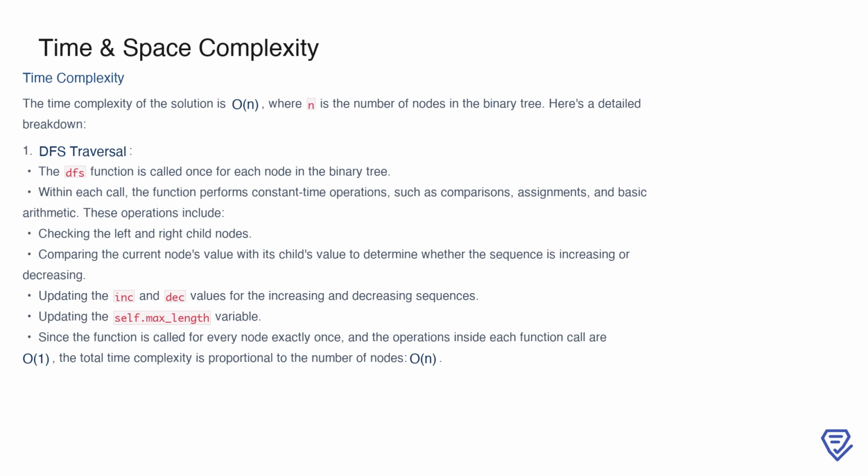For each node, the operations include comparing the current node's value with its child nodes to check for increasing or decreasing sequences, updating the lengths of these sequences, and maintaining the maximum length found so far. All of these are constant time operations, which means the total time spent is proportional to the number of nodes in the tree. Therefore, the overall time complexity is O(n).